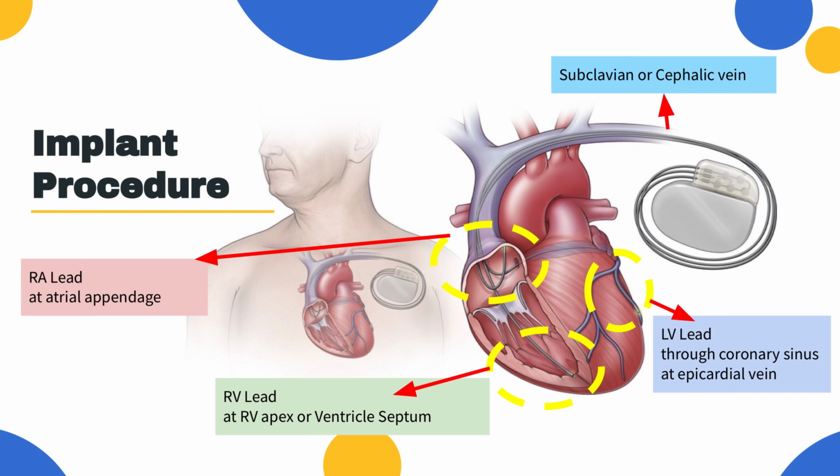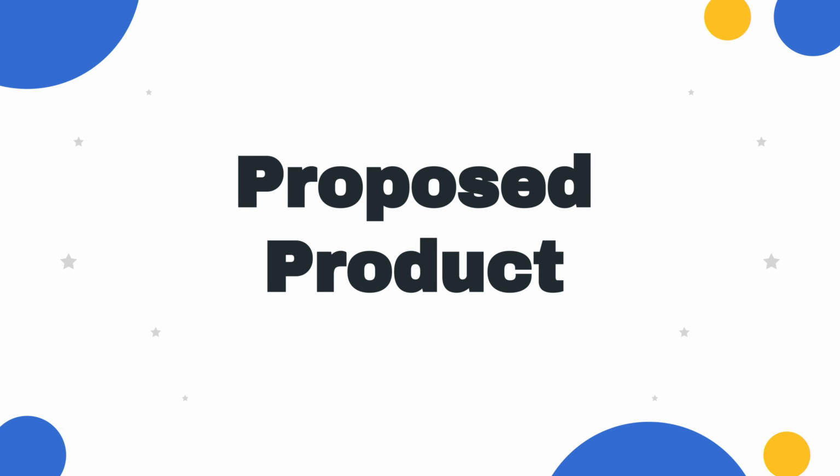The ventricle will be implanted first to reduce complication of navigation and the risk of atrial lead dislocation. The lead position of RA is at atrial appendage. RV is at the right ventricle apex or ventricle septum. LV lead will pass through the coronary sinus and position at the epicardial vein on the free wall of the left ventricle heart.